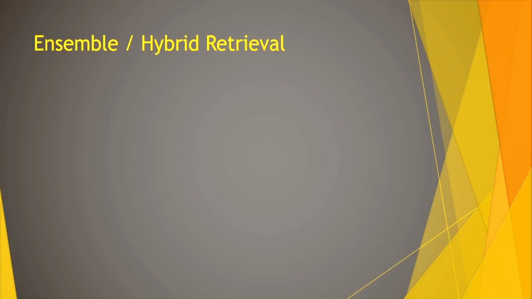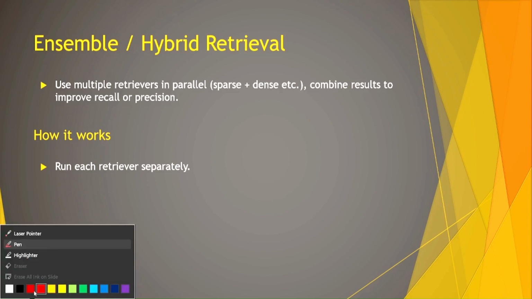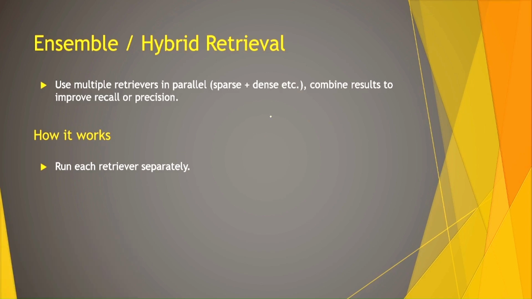The next one is the ensemble or hybrid retriever. It uses multiple retrievers in parallel, sparse plus dense, and combines the results to improve recall or precision. How does it work? Run each retriever separately. Suppose the first is a vector store and the second is BM25. Suppose the first is dense, meaning the vector store retriever, and the second, sparse, is BM25.